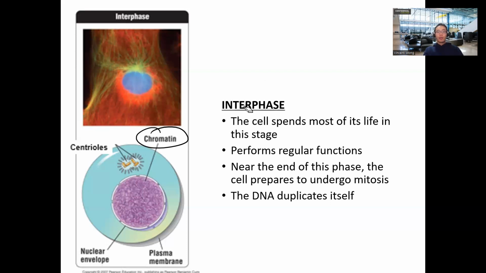In the interphase, the cell is performing its regular function, and towards the end of this phase, the cell will prepare to undergo mitosis. Also, the interphase breaks down into G1, S, and G2 phases. In the S phase of the interphase, the DNA will replicate itself. So all the stuff we talked about, the gyrase and the helicase, all that happens in the S phase of the interphase.